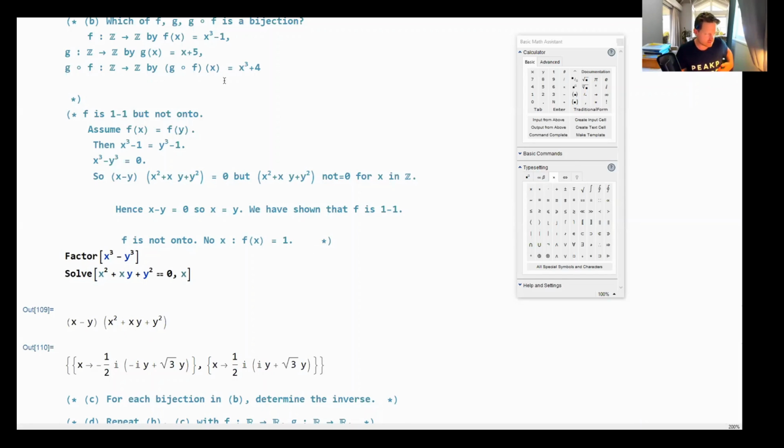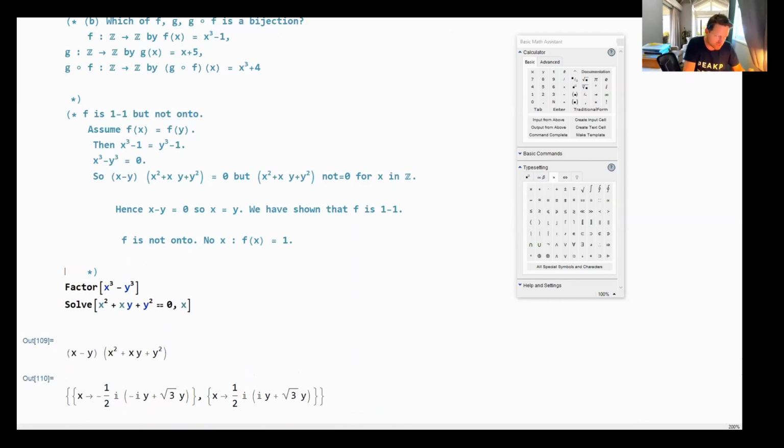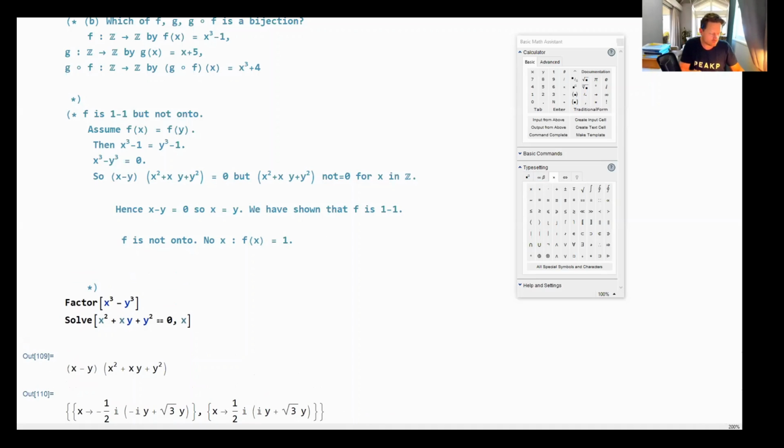Okay, so let's demonstrate that in more detail. So assume f of x is equal to 1. Right, then what that means is x cubed minus 1 is equal to 1, right? So what we have is that x cubed is equal to 2. Right, now we take the cube root of this, and we see that it's not an integer, right? So the cube root, and there are 3 cube roots, right?